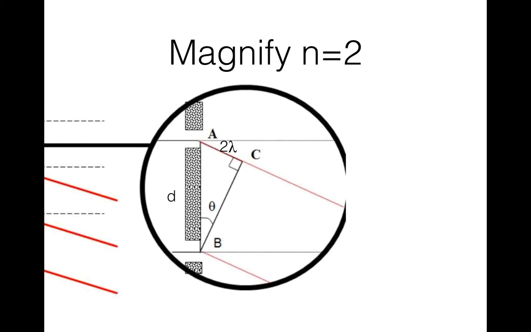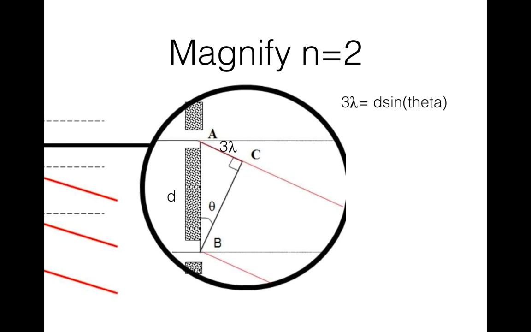Again, if we use sine of theta, we get this formula when you rearrange it. So that means for n equals 2, the formula that describes the pattern formed from the interference of light is 2 lambda is equal to d sine theta. Now the same thing is true for n equals 3. I should have magnified n equals 3 there.